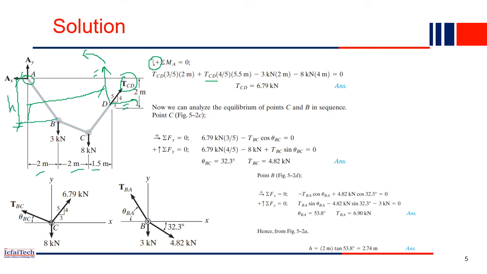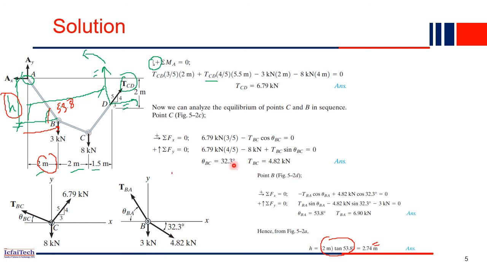This angle we computed just now is 53.8 degrees. We have to find out what H is. The base is also known, it is 2 meters. Simply substituting these into the equations, we'll get the height. So using this method of joints, we have computed all the member forces in the structure.